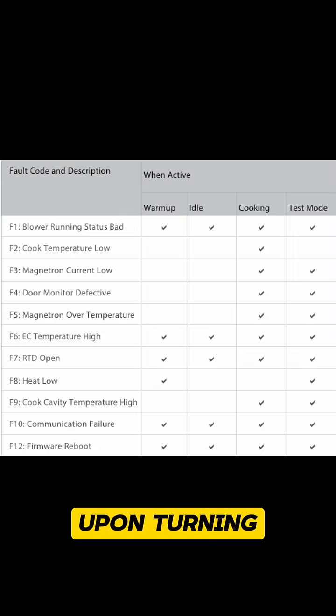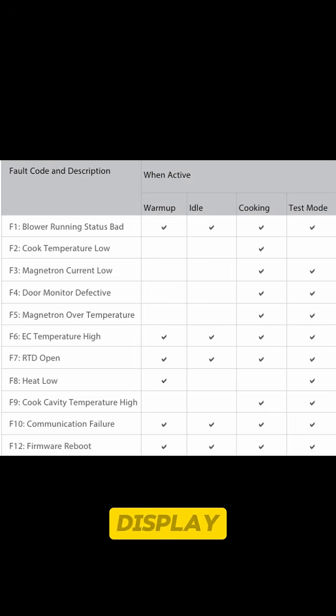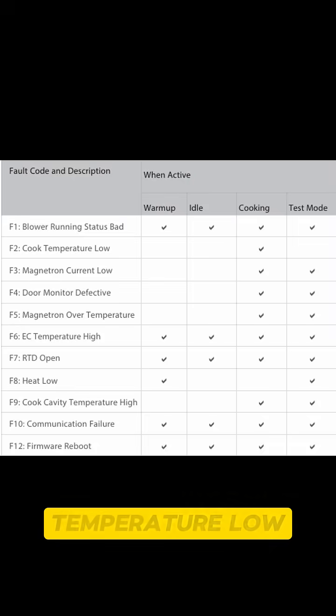blower. Upon turning on the oven, the control will attempt to restart the motor. If the restart is successful, the fault message will be cleared from the display. The fault message is also cleared at the onset of cooking or when the blower motor is tested in test mode.